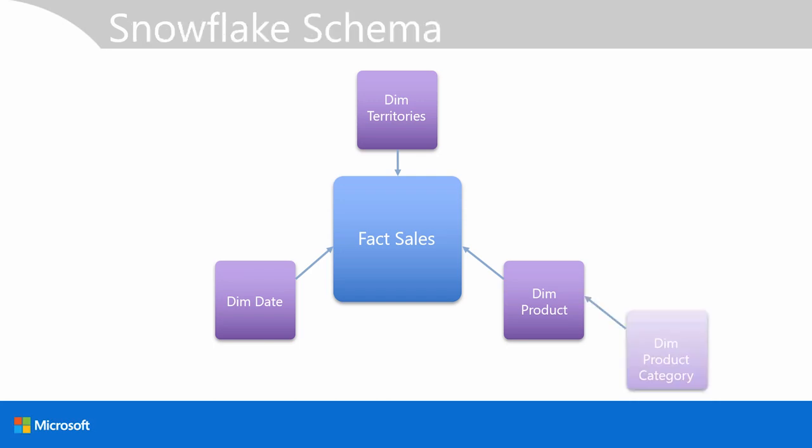Alternatively, we can define things in the dimensional model as a snowflake schema. And that happens whenever we extend beyond one table from the fact table and we get into more parent-child relationships. So on the far right-hand side, we'll see we have our dim product table, and then we have a separate table which contains our product category information.